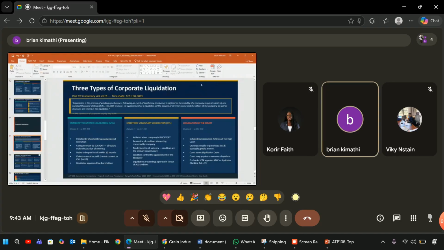So we have 3 kinds. There is members' voluntary liquidation, sections 392 to 413. Then we have creditors' voluntary liquidation, CVL, sections 414 to 440, and liquidation by the court, sections 447 to 530.